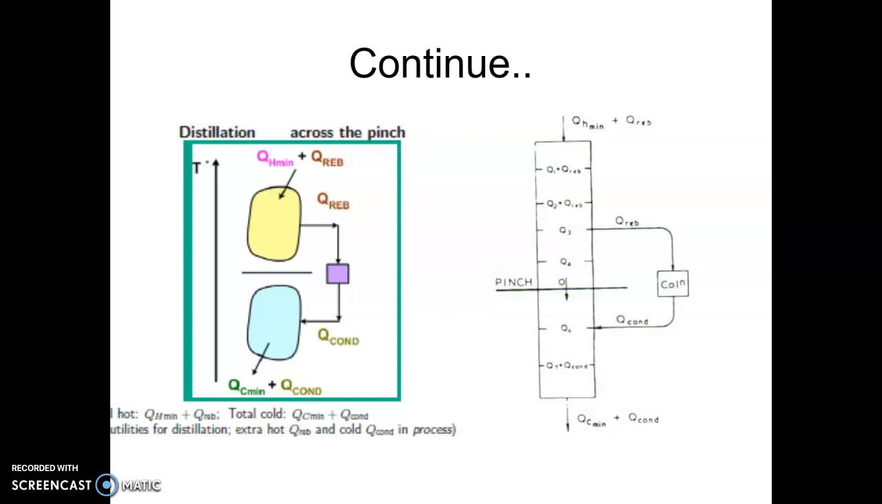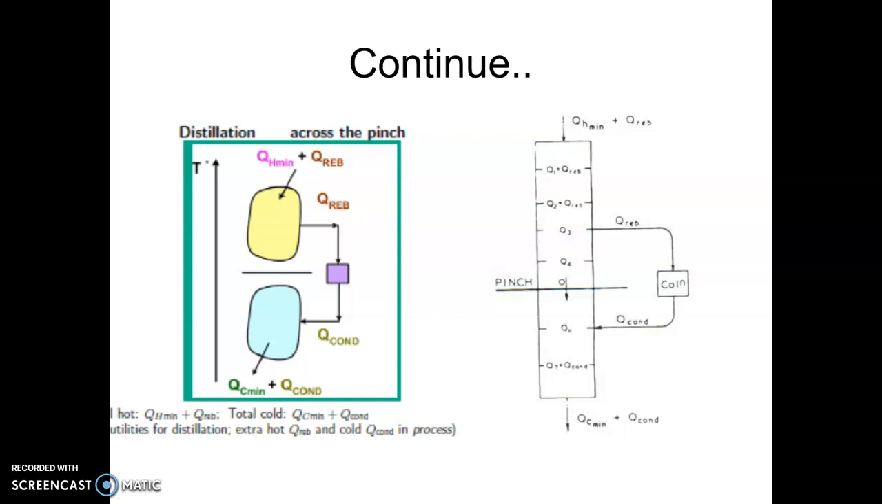The distillation requirement goes away, right? But what I'm doing here is exchanging the heat across the pinch. If you look at this diagram, I'm removing Q reboiler amount of heat from a sink. Now this is a process sink. This cannot act as a source, whereas in this case it is acting as a source. In order to make up for that, I have to add Q reboiler here, which is eventually added to QH minimum. So I need to supply Q reboiler amount of heat to the process, which earlier I used to supply to the distillation column.